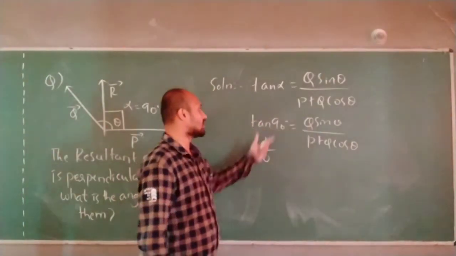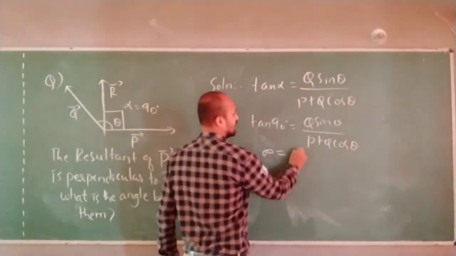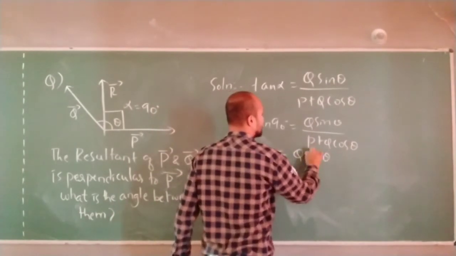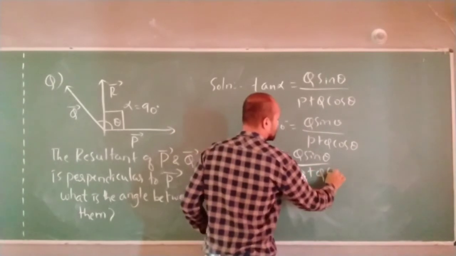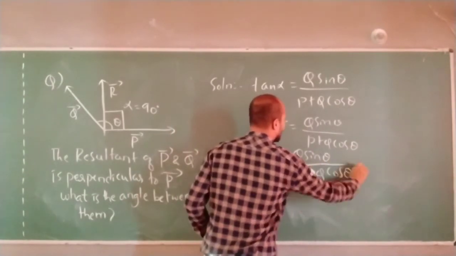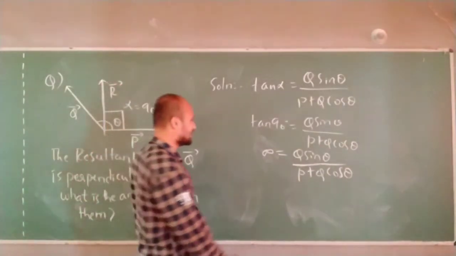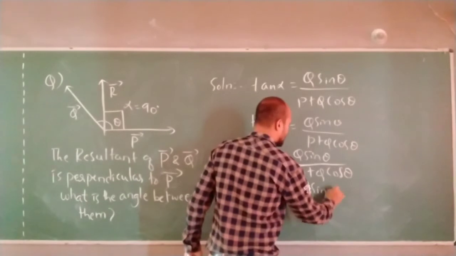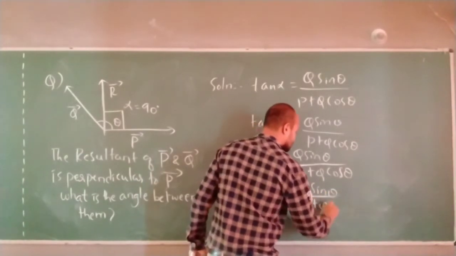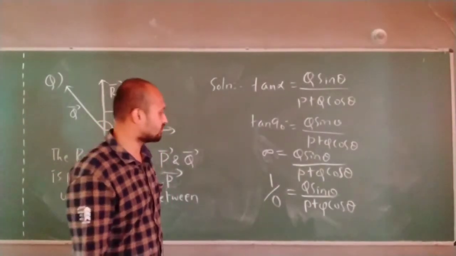Or directly you take the value of tan 90 as infinity, equal to q sin theta divided by p plus q cos theta. If you know the direct value of tan 90 is infinity, infinity can be written as 1 by 0. It is a one step answer. I am writing many steps. Don't be afraid of it.